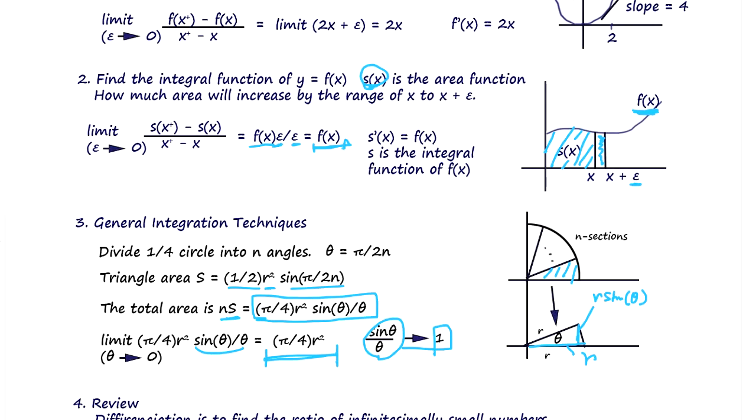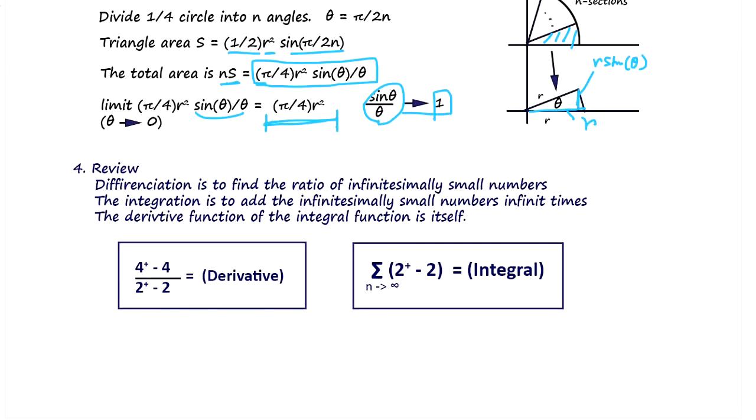Okay, so let's review. Differentiation is to find the ratio of infinitesimally small numbers. Integral is to add infinitesimally small numbers an infinite number of times. That's what we show here. And the derivative function of the integral function is the function itself. Okay, so we have explained what the derivative is and what the integral is. I hope you got a complete understanding of calculus this way.